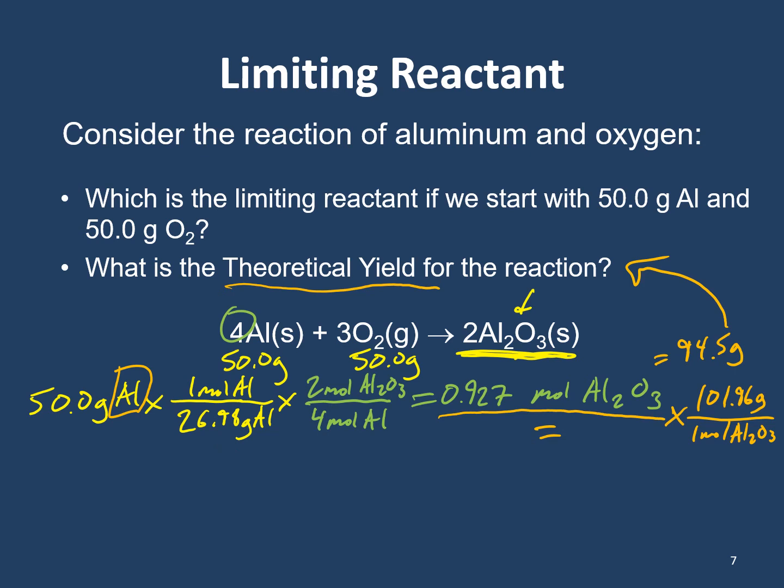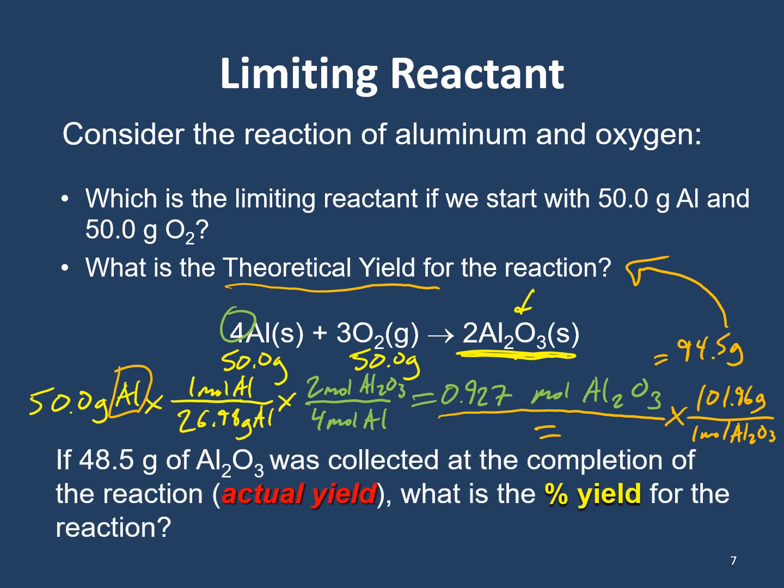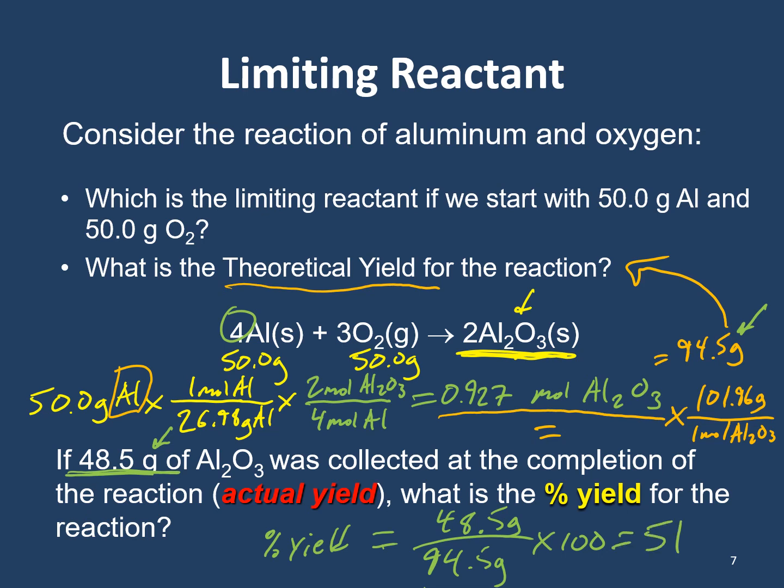Okay, so one last problem. What if we know that when you ran the actual reaction, you only collected 48.5 grams? What's the percent yield then? Well, this is our actual yield. Here's our theoretical. So our percent yield is going to be equal to 48.5 grams divided by 94.5 grams times 100, which gets me a percent yield of about 51.3%.